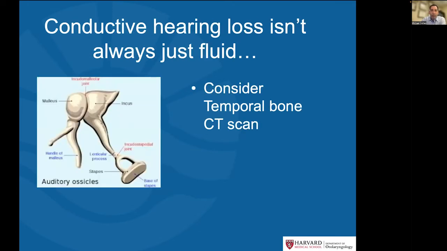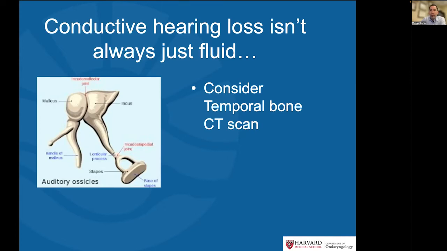Now, we can't always attribute conductive hearing loss to middle ear fluid. It is one of the most common causes of conductive hearing loss, but there are many other causes, and sometimes children with syndromes, including Myrie syndrome, can have structural abnormalities of the middle ear that can result in conductive hearing loss.